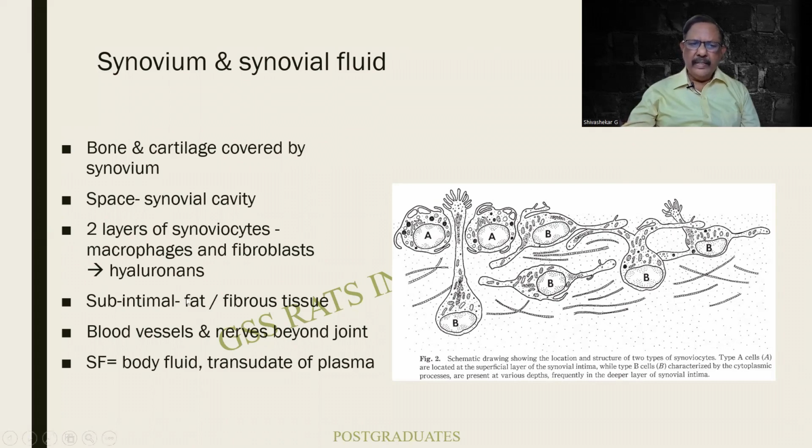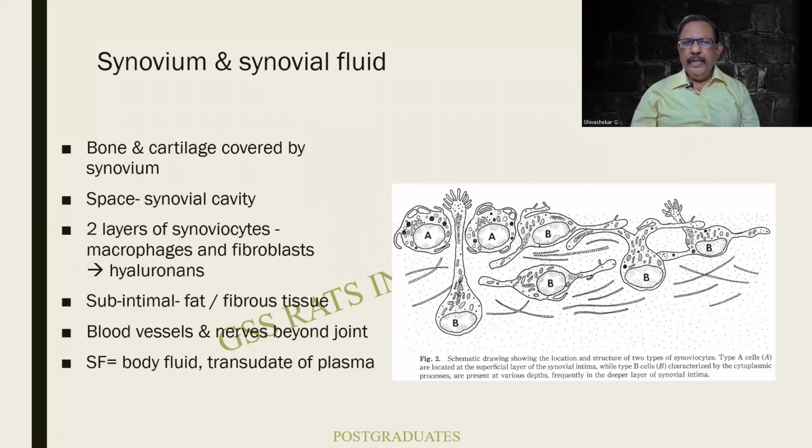beneath which there is a subintimal fat and a fibrous tissue. And still below that will be the blood vessels and the nerves. So it will be these that will be branching and percolating to provide the nutrition to the cartilage and the synovial tissue. And within the joint space itself will be the synovial fluid, which is nothing but a transudate of the plasma.